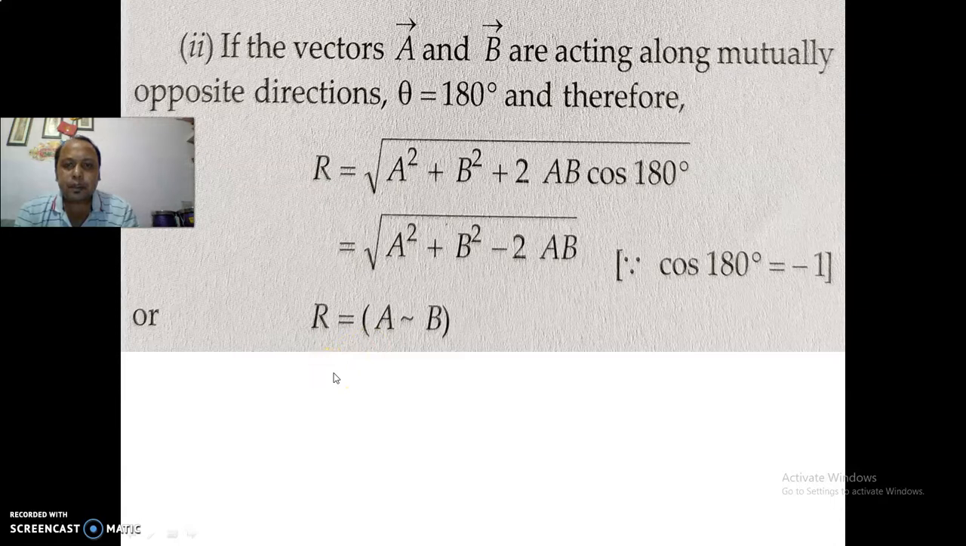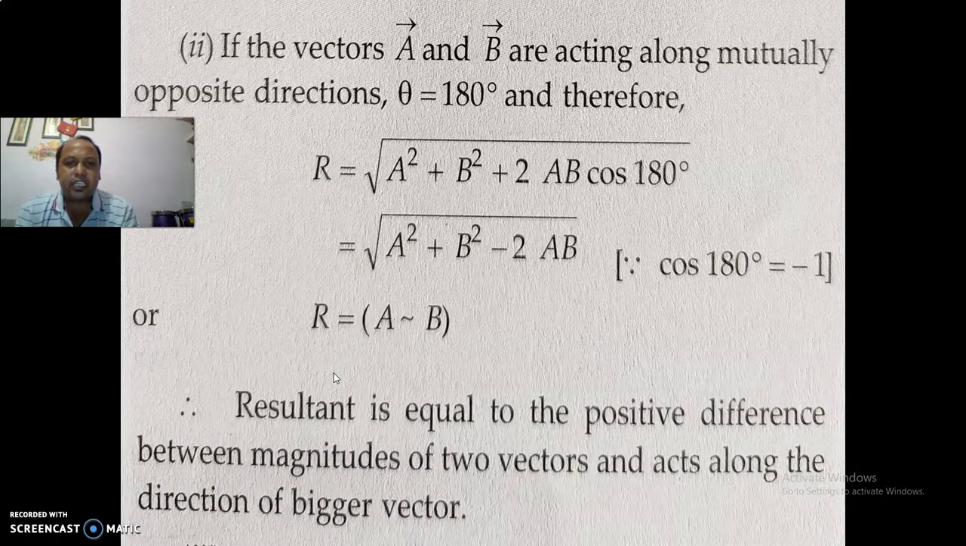That is, the resultant is equal to the positive difference, B minus A or A minus B, whichever we write, but we have to consider the first term to be the higher value than the second term. So the resultant is equal to the positive difference between the magnitudes of the two vectors and acts along the direction of the bigger vector. Let me give you an example so that it becomes very clear to you.